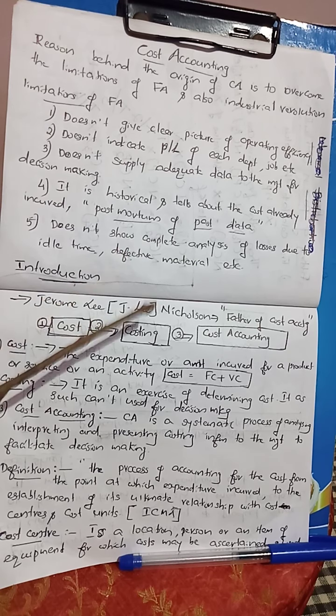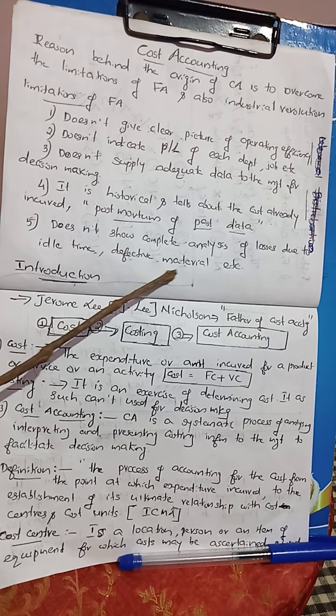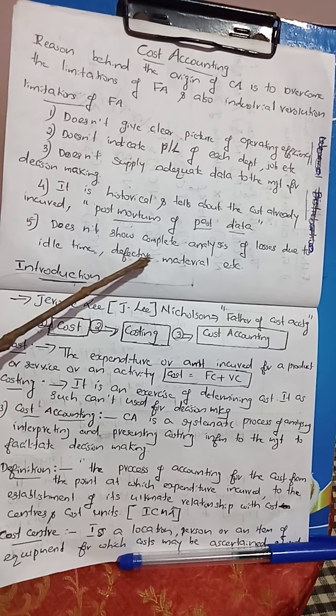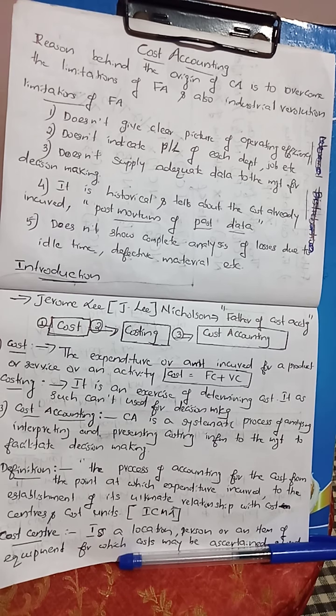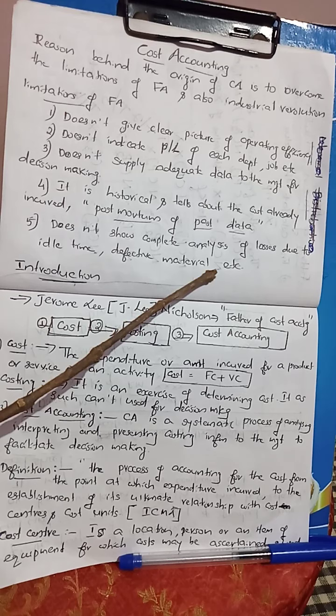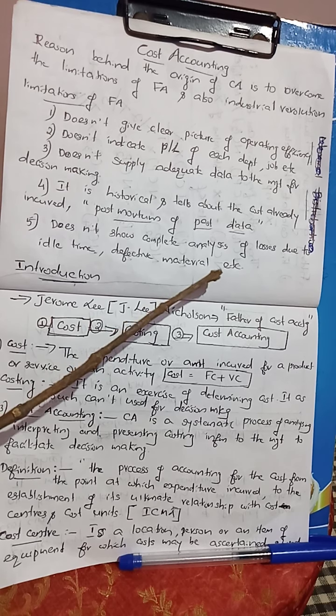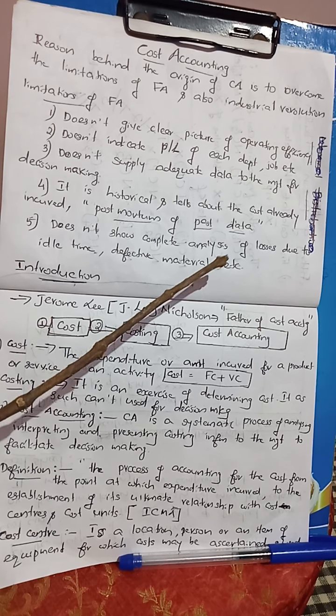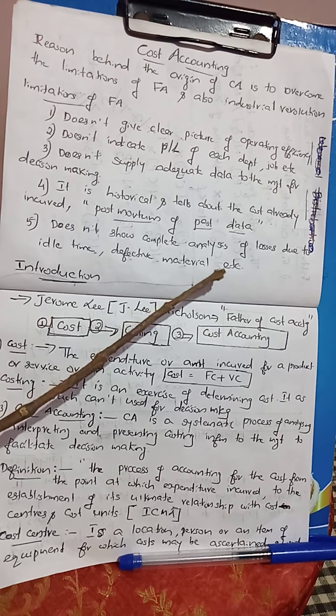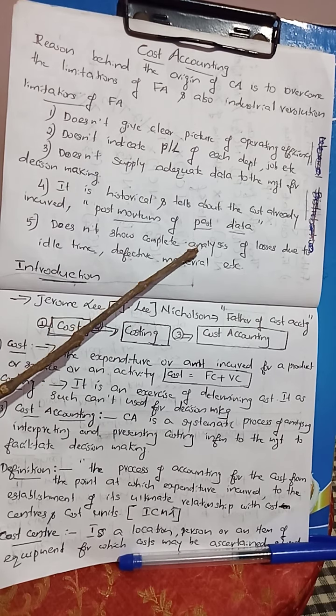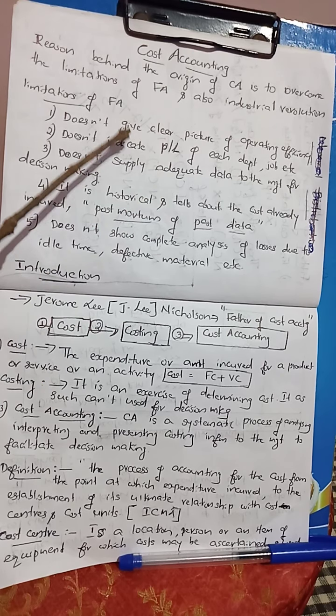It also does not show the complete analysis of losses due to idle time, defective material, etc. In a manufacturing organization, if any material is defective or if there is any idle time, that is, time during which no production is attained but we have to pay for that time, or if any labor is defective, we cannot get accurate information through financial accounting data. So we need to make use of cost accounting.